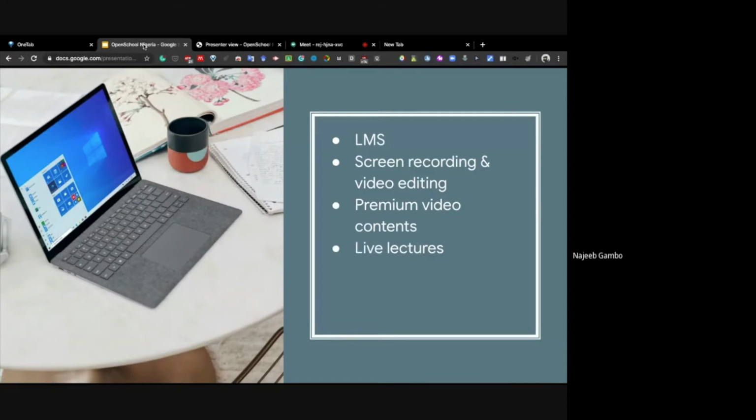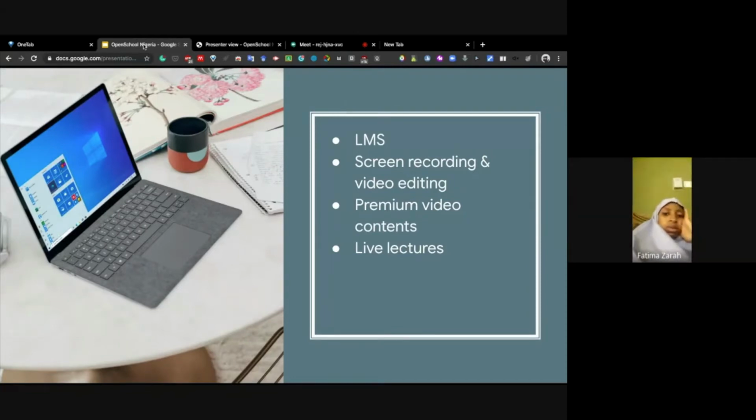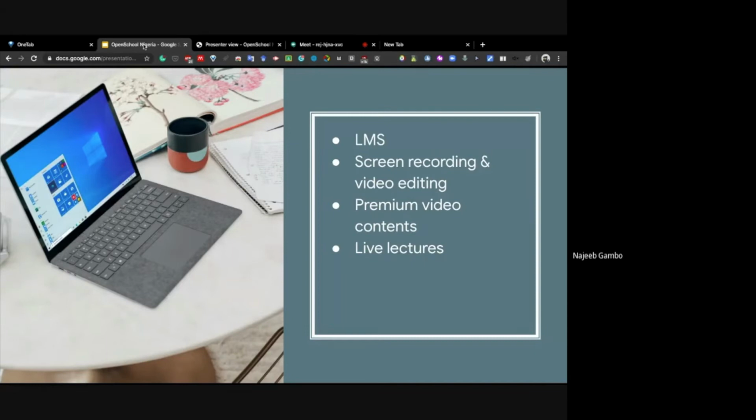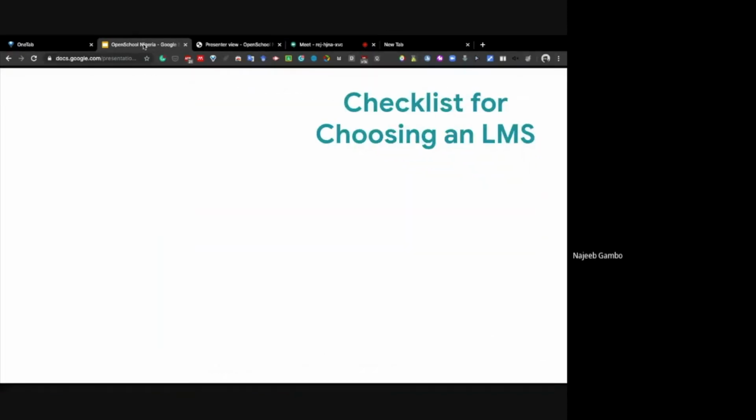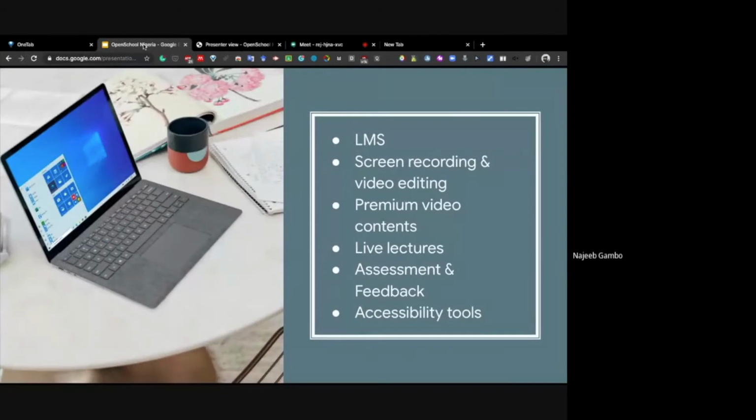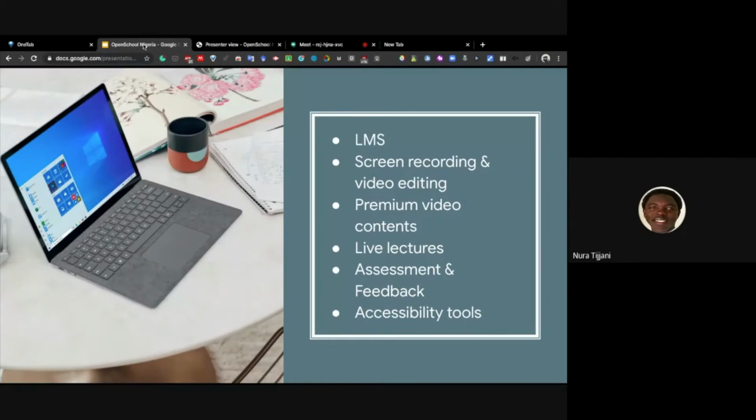Another thing has to do with live lectures. So the school management will have to agree on the learning platform they will use in providing live lectures. We will come back to each and every one of them. Then what tools and platform are they going to use to provide assessment and feedback, and what are the accessibility tools for people with learning disabilities. Another thing, okay, before I continue, I think, Nora, you have something to say about this? I think you've covered all what I'm going to say, so I think we can move on.